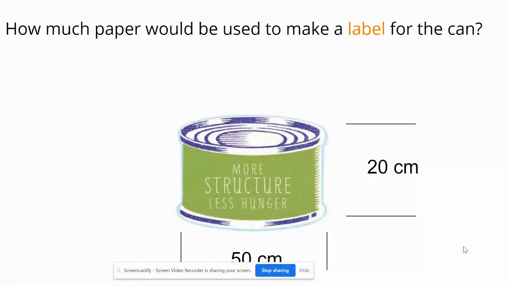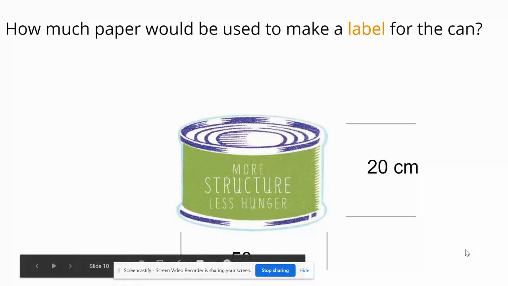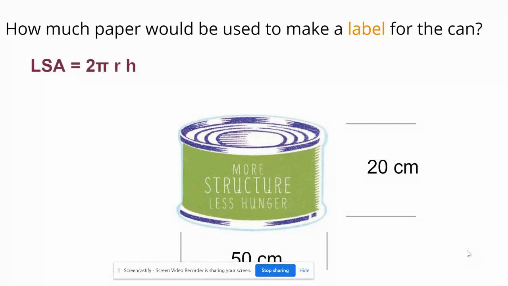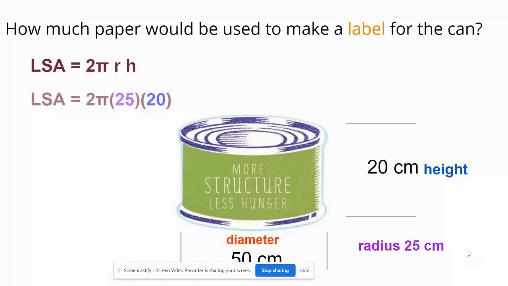The next example says how much paper would be used to make a label for the can. Remember, label does not include the bases. So we're looking for lateral surface area here. We're going to use the formula 2 pi r h. So we identify what's needed in our formula, which is radius and height. So I have identified the height, and I'm given the diameter. My formula calls for radius, so I need to divide my diameter by 2. And I now have my radius. Substitute my values in place of my variables, and I'm ready to calculate.